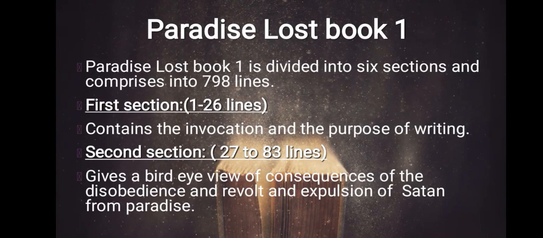Paradise Lost, Book 1 is divided into six sections and comprises 798 lines. The first section, from lines 1 to 26, contains the invocation and the purpose of writing. The second section, lines 27 to 83, gives a bird's-eye view of the consequences of the disobedience, revolt and expulsion of Satan from paradise.